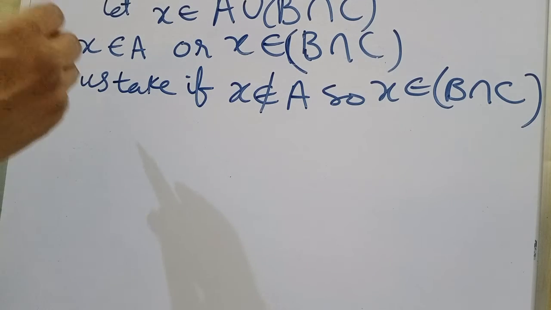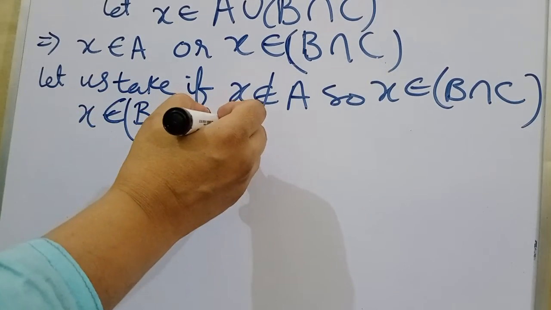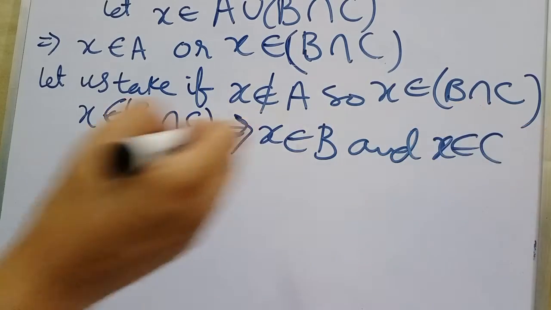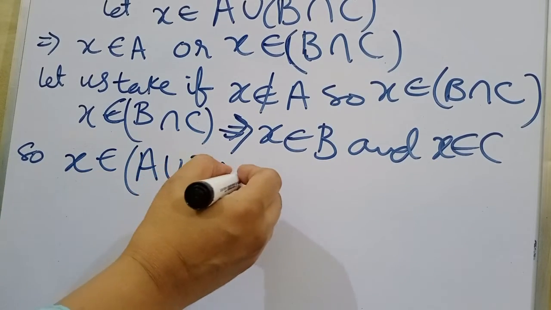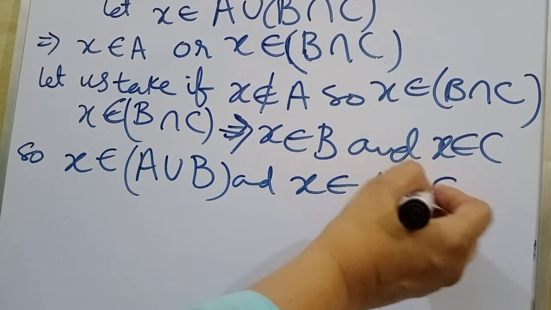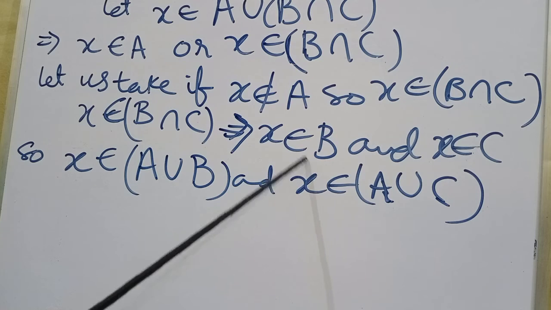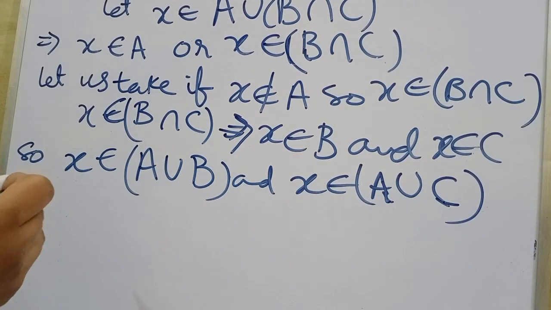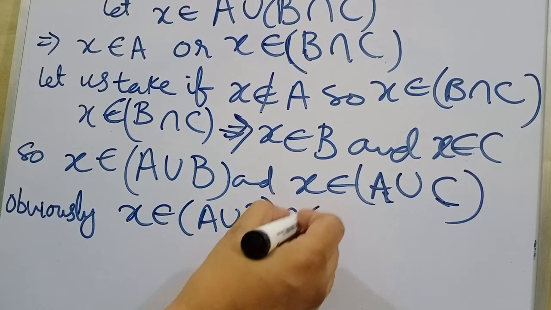It means that x belongs to B intersection C, which means that x belongs to B and x belongs to C. So x belongs to A union B and x belongs to A union C. Since x belongs to B and x belongs to C, it means x belongs to every set union with B and every set union with C. Obviously, x belongs to (A union B) intersection (A union C).